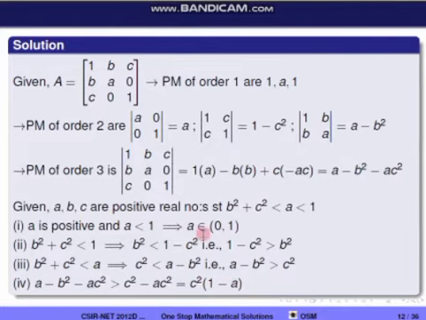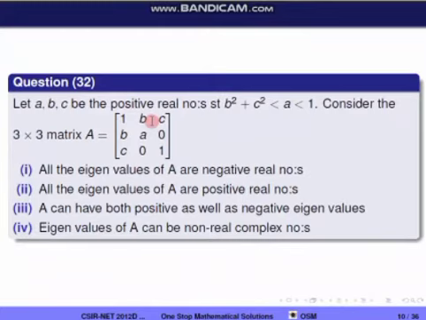But we got a belongs to (0, 1). So this is a positive number, and this is also again a positive number. Therefore the whole (a minus b) square minus a c square is a positive number. So we got all the principal minors as positive, that is greater than 0. So the matrix is positive definite, that is all the eigenvalues are positive. So now we'll check the correct options. So the correct option is the second one.